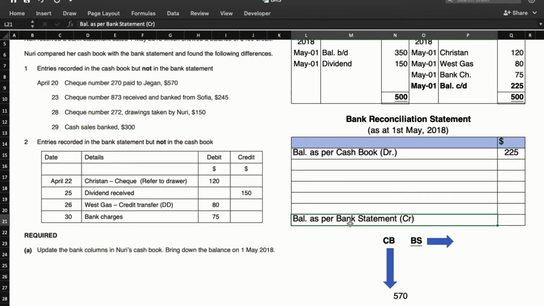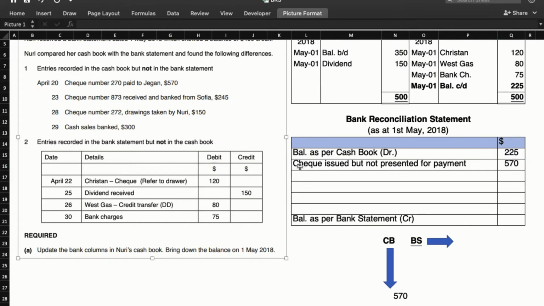So now my target is to reach the bank statement balance. The bank statement balance is here, and in the cash book, we have already decreased. So from this point to this point, I have to go up. Up means increase, so I will add this figure. I will write here check issued but not presented for payment, and the amount is $570. This I will add back. Okay, this is the first transaction we have done.